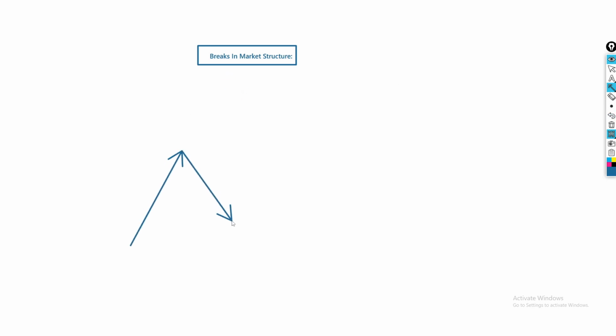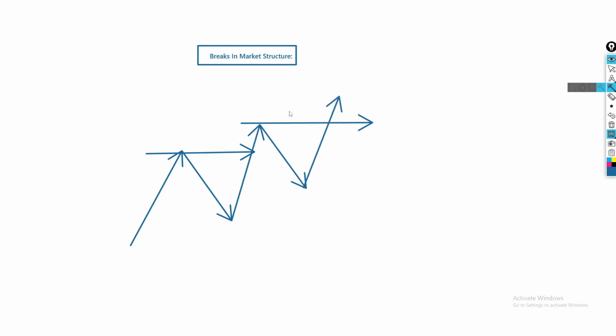So if we have a market like this, right here is a break in market structure when we take out the previous high and we establish a new high. So now you should understand that once we break this high right here, we have a break in market structure since we are breaking the previous high and we're establishing a new high, right? So this is pretty straightforward. This is pretty simple. This is what a break in market structure looks like, right?